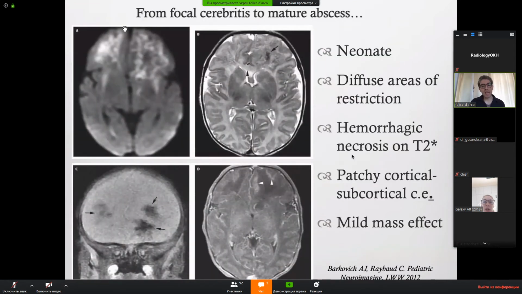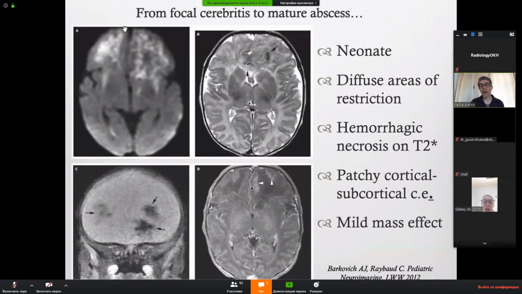And this is a case from the Barkovich book. I had some recent cases from GOSH, but I had no time to put them in the presentation, so I'm using the literature in this case. But you see, here you have this patchy area of restriction, a bit of hemorrhage, again patchy, and then a bit of enhancement, quite incomplete, okay? Mild mass effect on the midline.